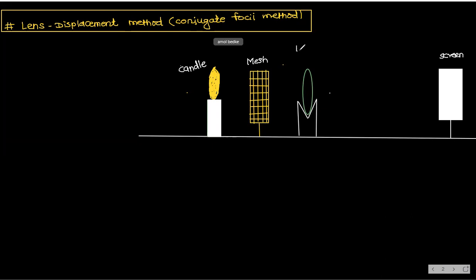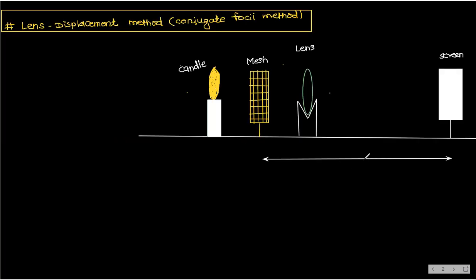This is the lens, and now the distance between this mesh and this screen is what? L. What is this distance? It is L. Okay, this distance, from the mesh to the screen, is L.